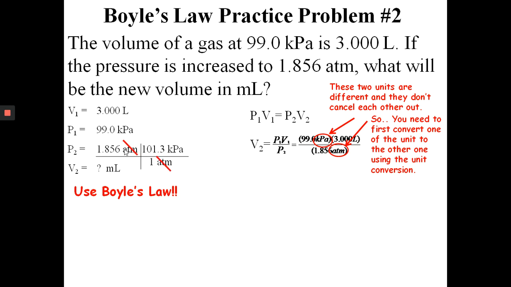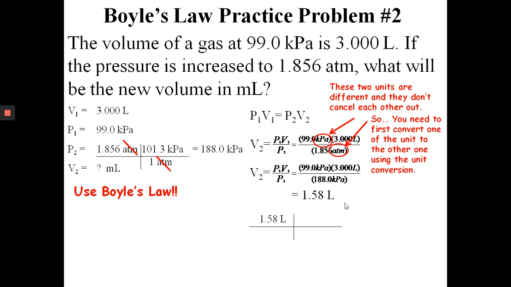Once I do this, atms are going to cancel each other out, and multiply every number on the top divided by every number on the bottom, reporting 4 significant figures from our given number. We get 188.0 kilopascal. Now I'm going to go back to the equation and plug in the new value. You note that now the P2 is going to be converted into 188.0 kilopascal. And once you multiply and divide, reporting 3 significant figures, you get the answer 1.58 liters.